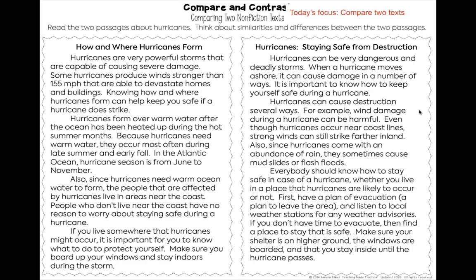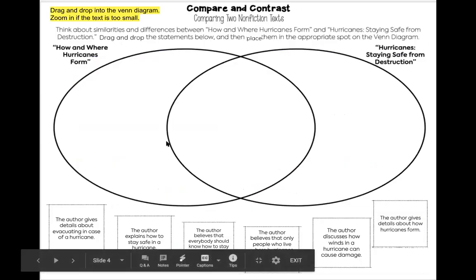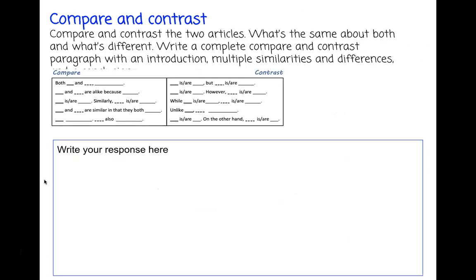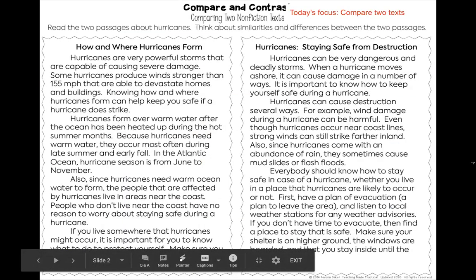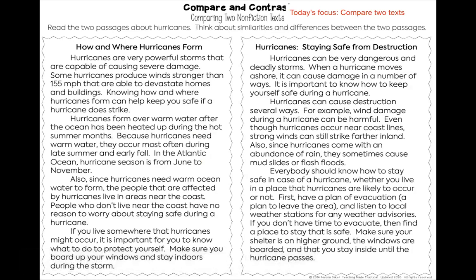So I want you to keep in mind as I'm reading through these today, it'd be really helpful if you want to take notes in your notebook. You could either set this up as a Venn diagram. A Venn diagram is a great way to compare and contrast, which we actually do have here at the end of this. So if you want to set something up like that, if you prefer your boxes and bullets, that's also a great way to set this up. You could do boxes and bullets for how and where hurricanes form, and then boxes and bullets for staying safe from destruction if you want to do it that way.